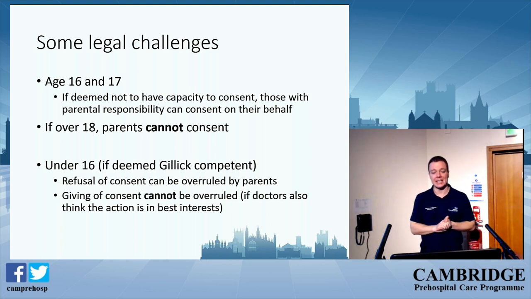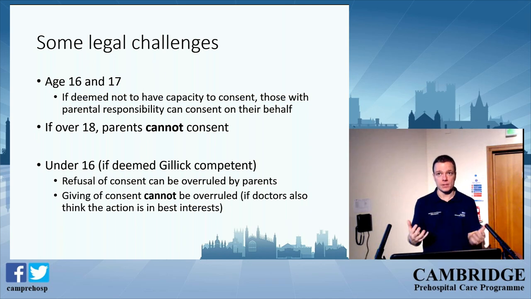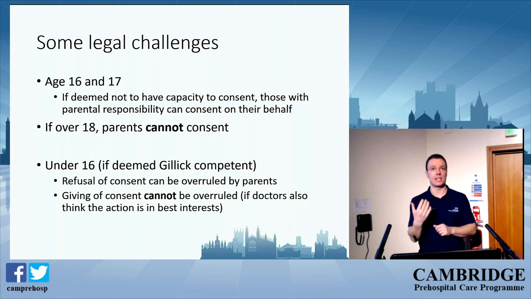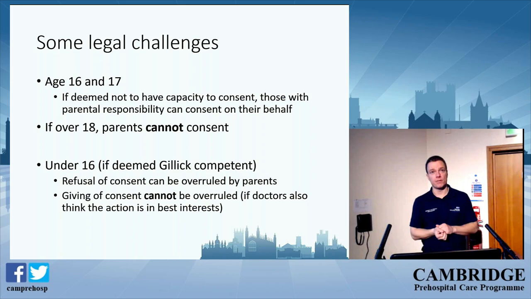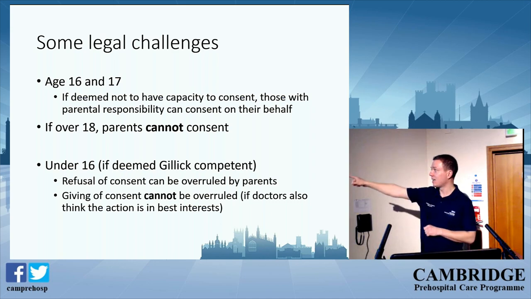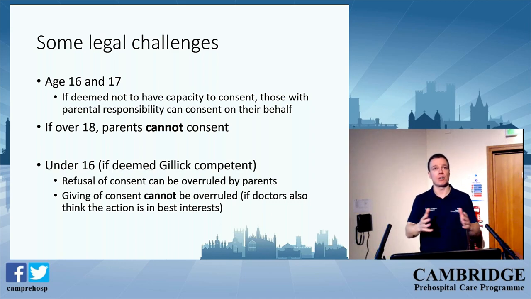So just to say that again: you think that a child under the age of 16 has Gillick competence, they can make a decision, they can consent, and the parents cannot overrule that consent. It doesn't work the other way around. If the child refuses consent, then the parents can overrule that decision. But of course, that should say somebody with parental responsibility, not necessarily automatically the father.